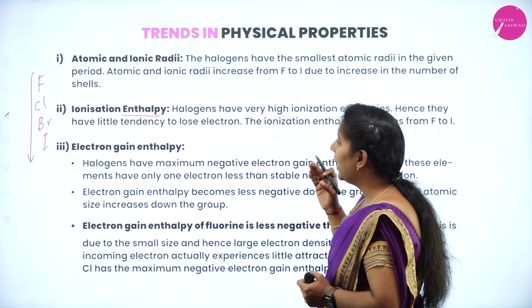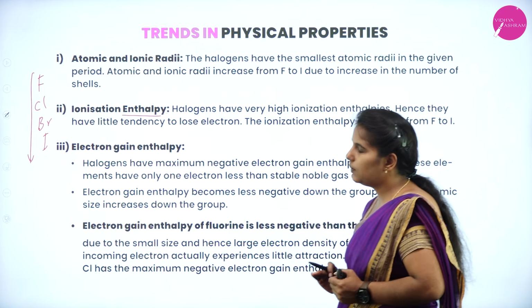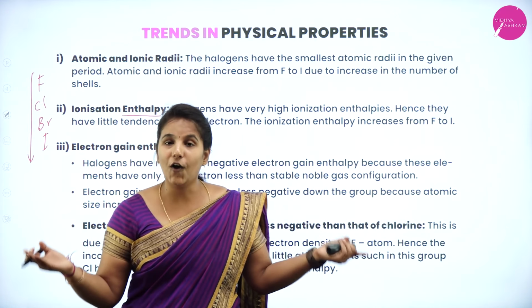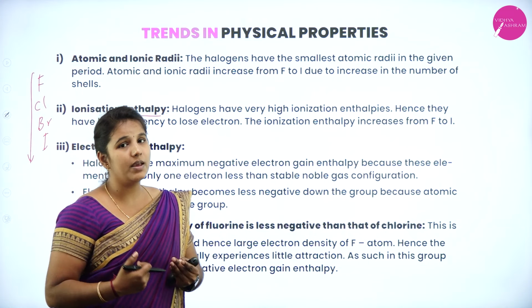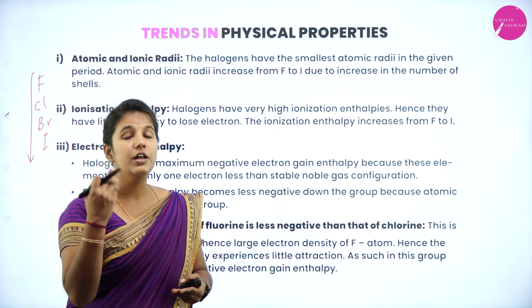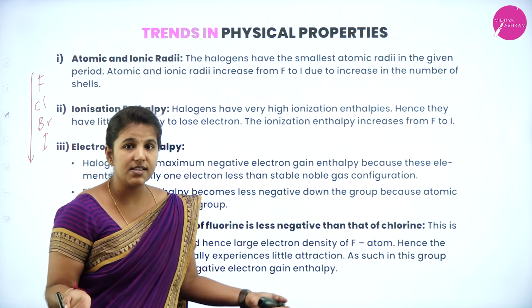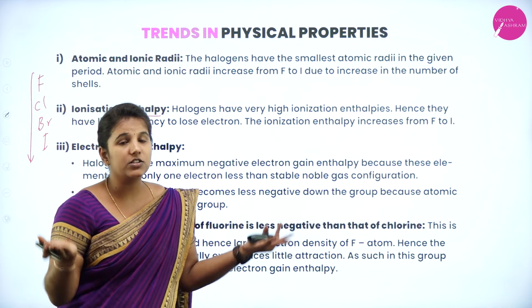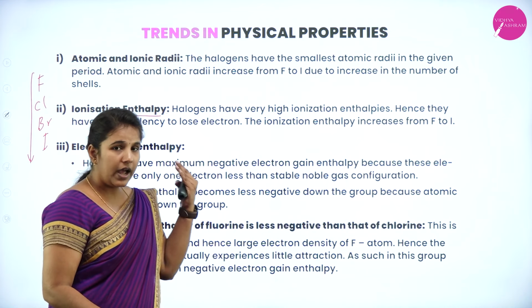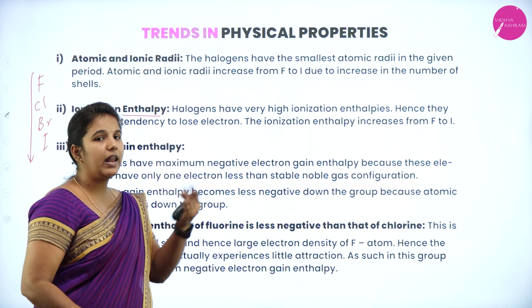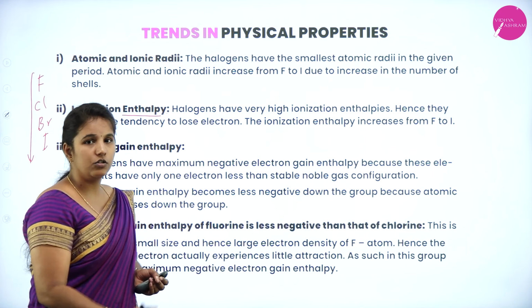And coming to the electron gain enthalpy. We all know that group 17 elements have a higher capacity to accept one electron from another element. Thereby, it releases energy, that is nothing but the electron gain enthalpy. And it shows the maximum electron gain enthalpy in this group.